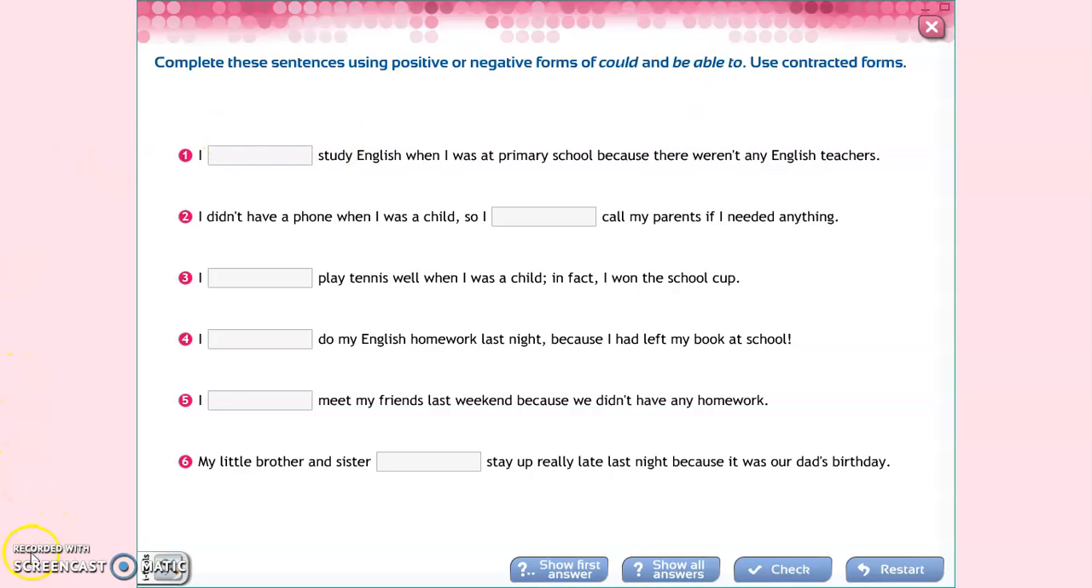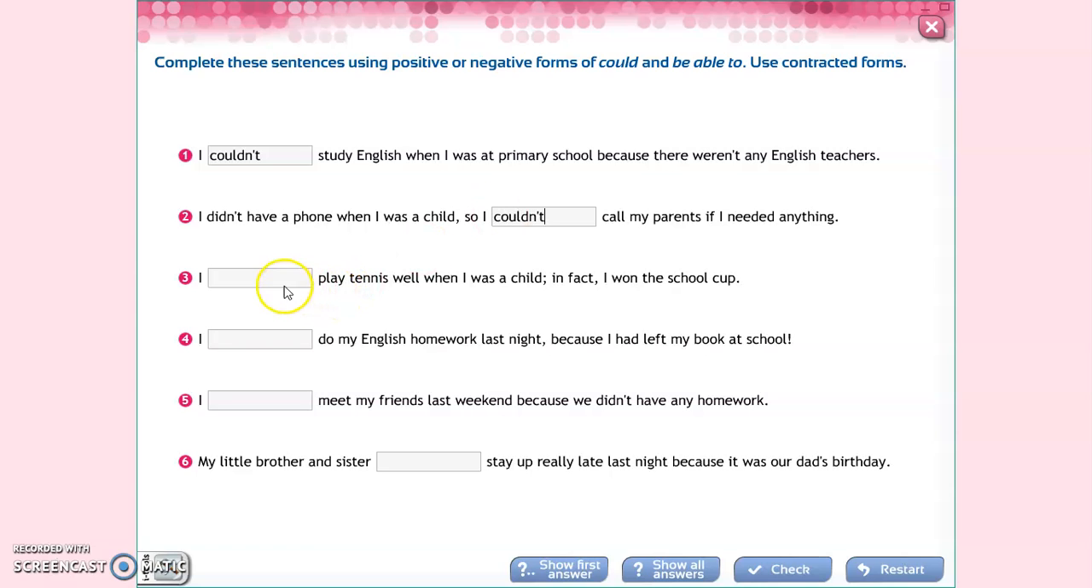So let's see. Okay, so number 1: I couldn't, contraction, couldn't study English when I was at primary school because there weren't any English teachers. Number 2: I didn't have a phone when I was a child, so I couldn't call my parents if I needed anything.